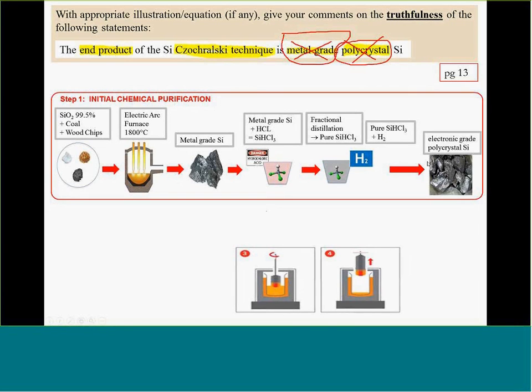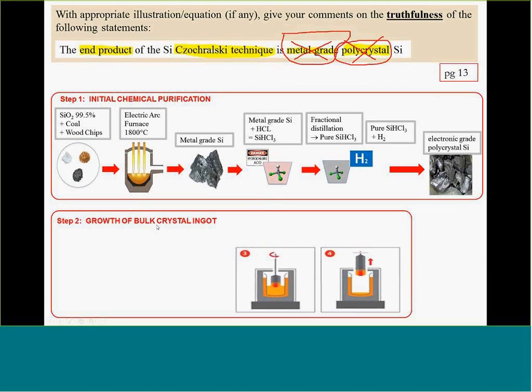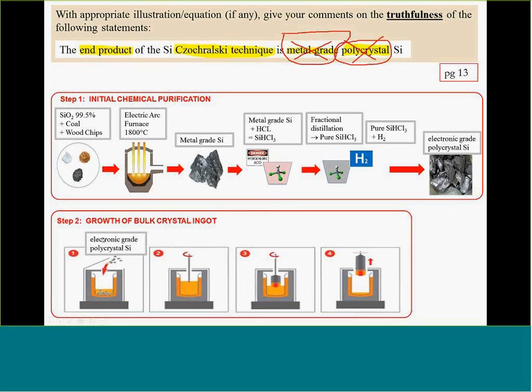Okay. So you see that the end product of initial chemical purification is the electronic grade polysilicon. Okay. And of course, from this E-grade polycrystal, then you grow your bulk crystal. Yeah. You put it in your CZ crucible, then of course lastly you get your electronic grade silicon.